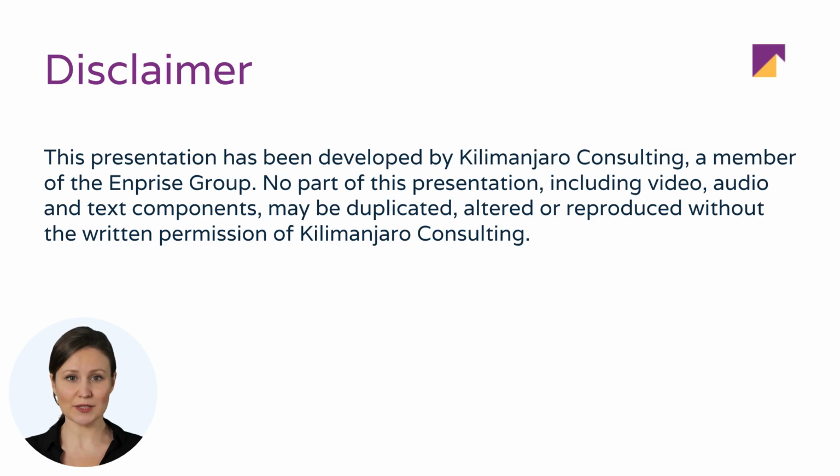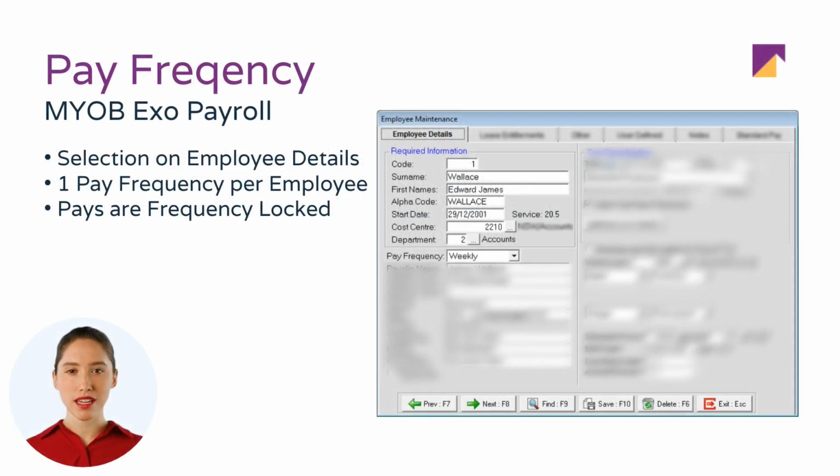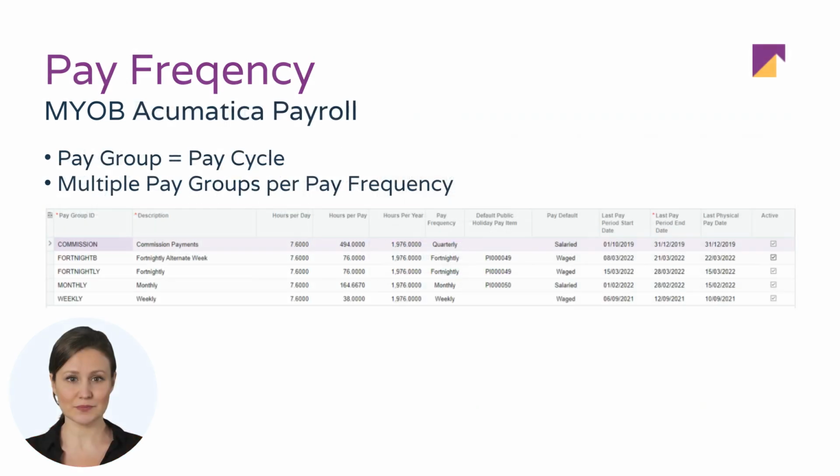In MYOB Exo Payroll, employees are assigned to a single pay frequency. When creating a pay, you would select the pay frequency, and all employees assigned to the selected frequency will be included in the pay. Different pay cycles for the same pay frequency, such as alternating fortnightly pay cycles, are not supported. In MYOB Acumatica Payroll, the concept of pay groups is used.